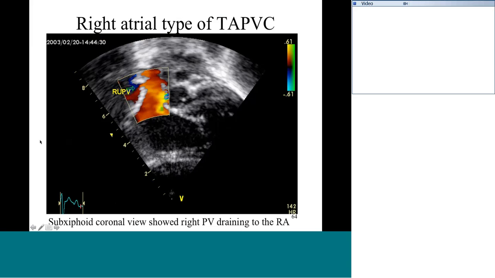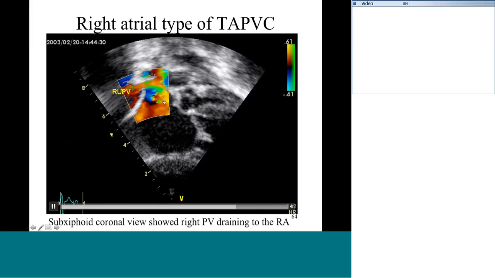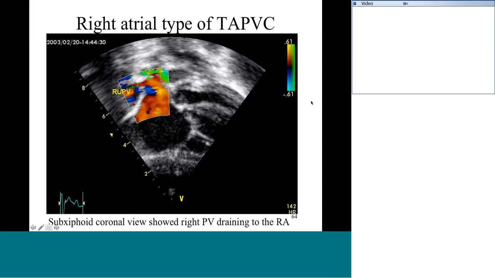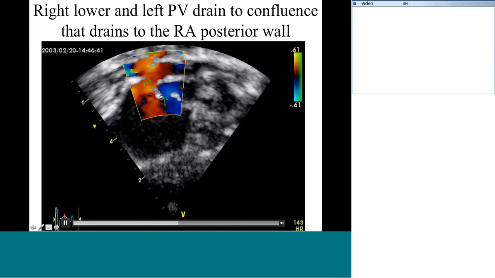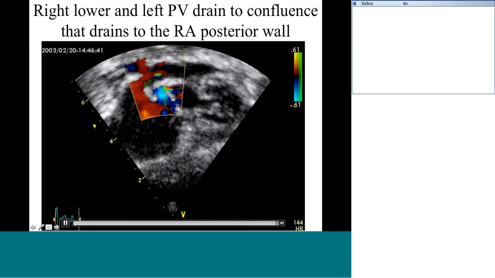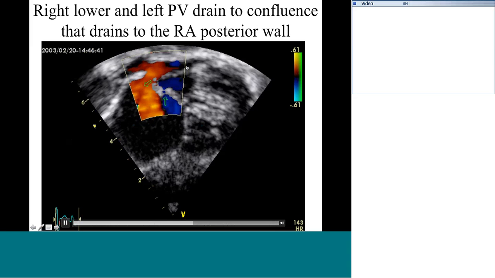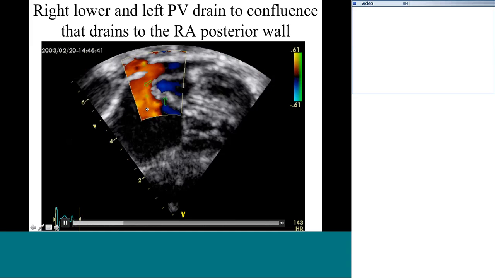The last type is the right atrial form of TAPVC. All the 4 pulmonary veins drain onto the posterior wall of the right atrium itself. This is caused by a malalignment of the atrial septum towards the left side. You see, this is the septum primum. It is just shifted towards the left side, and that results in all the 4 pulmonary veins selectively draining into the posterior wall of the right atrium itself.